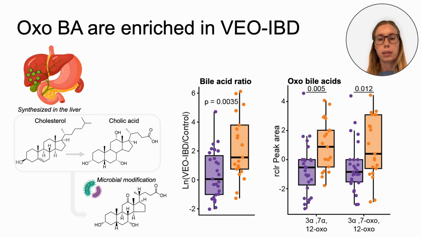We were also interested in the bile acids. The bile acids are cholesterol-derived signaling molecules synthesized in the liver, and once in the gut, they do undergo microbial modification. So when we looked at the discriminant bile acids from the PLSDA model, we saw a clear shift in the bile acid pool between VEO-IBD and control. And this was mainly driven by a higher abundance of oxo bile acids, which are bile acids with one or more ketone groups, but also amino acid conjugated bile acids.